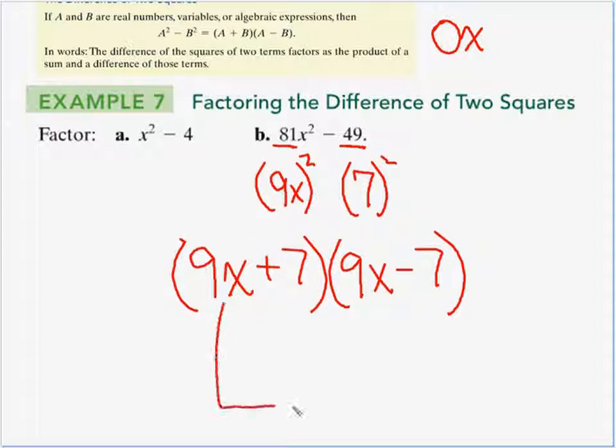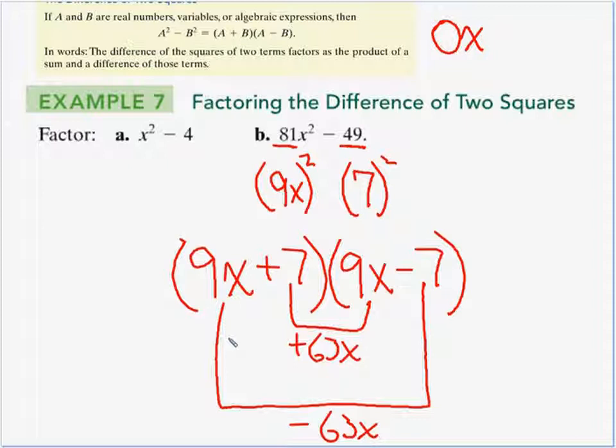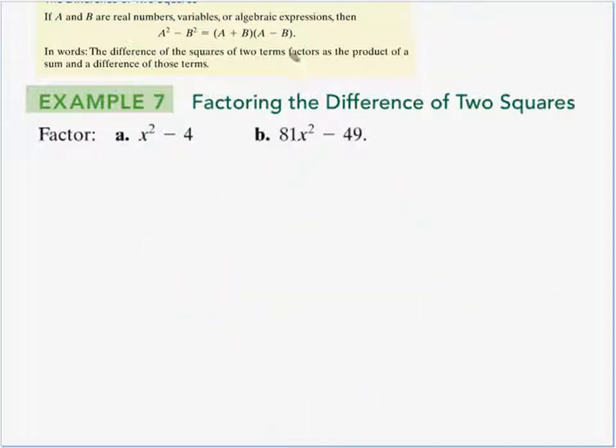Again, if you FOIL here, you'd get a negative 63x, and in the middle, a positive 63x. And that's what gives us no middle term back in the original problem. So always be on the lookout for those perfect squares.